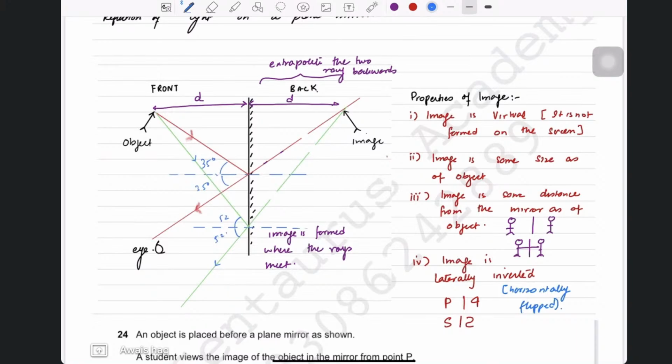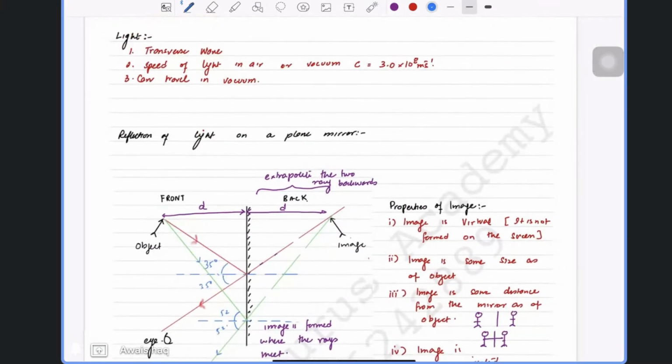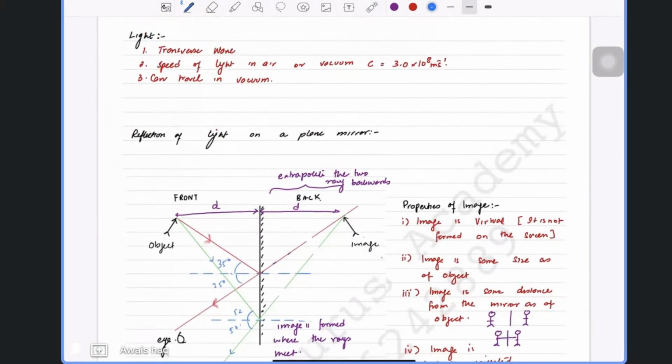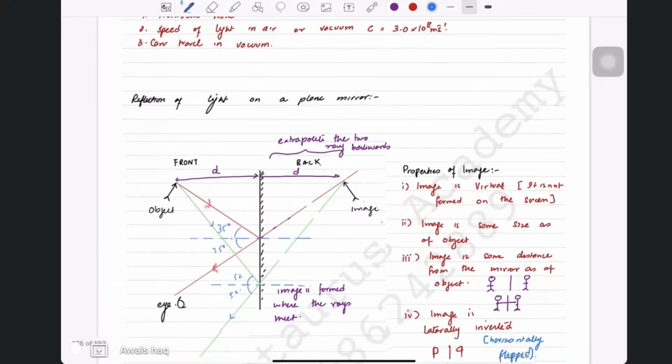Sir, can you move up a little bit? Yes, please. Here. Okay, that's it. Alright, very nice.